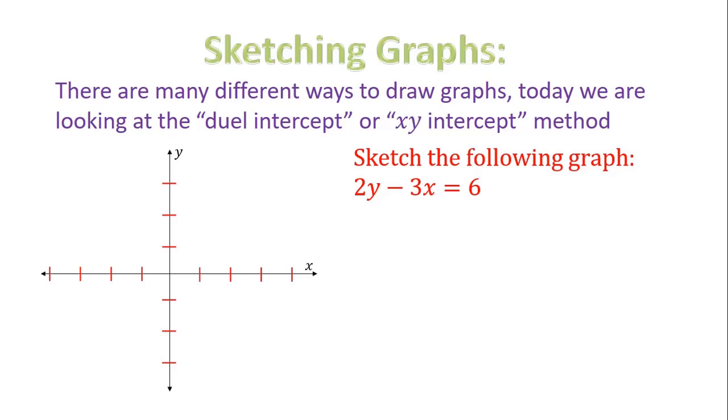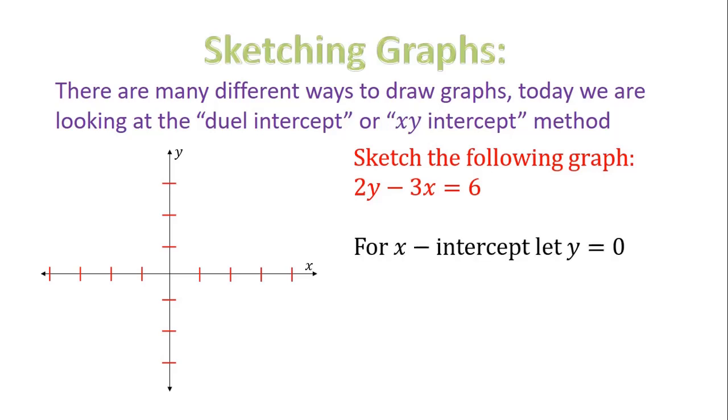Alright, when we finished, we actually erased those little dots and those little lines, those markings, so we really don't need them. They don't have to be 100% accurate. Please remember that. Alright, so sketch the following graph: 2y minus 3x equals 6. And we do our layout exactly the same.